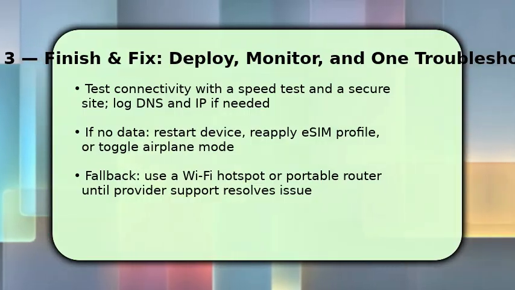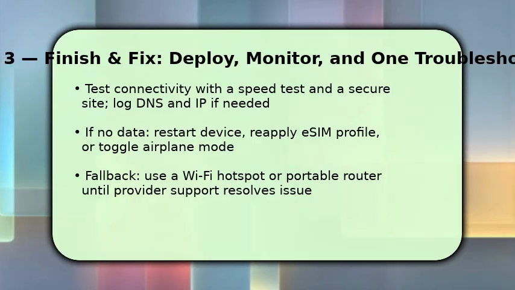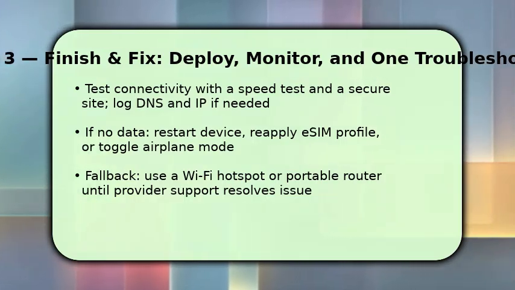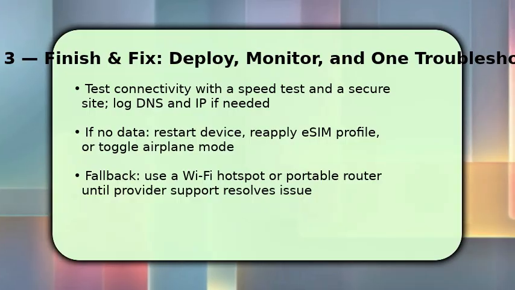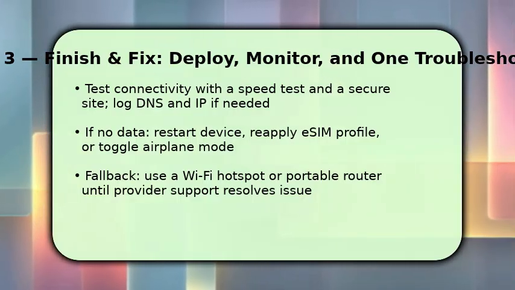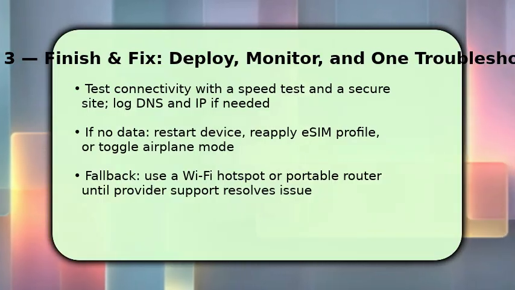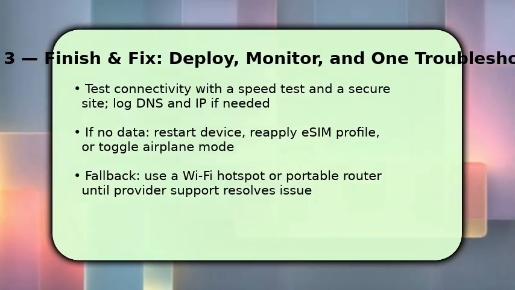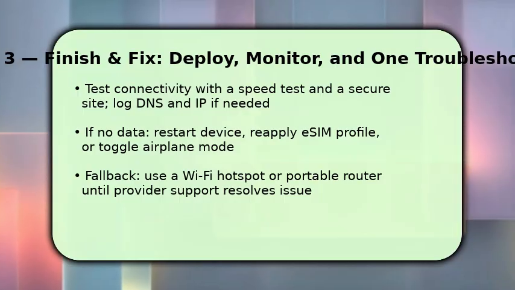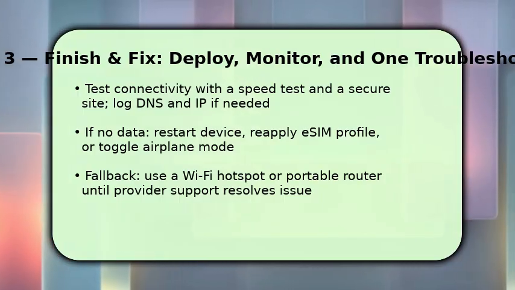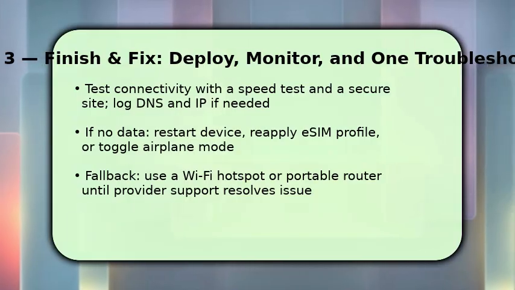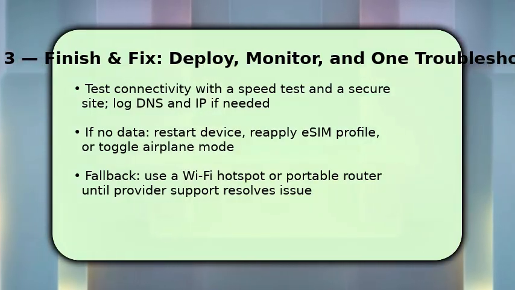If you get no data, restart the device, reapply the eSIM profile, or toggle airplane mode. These simple resets often force a fresh network registration. If problems persist, switch to a Wi-Fi hotspot or portable router while you contact the vendor. Keeping screenshots of settings and error codes speeds support and helps you get back online quickly.